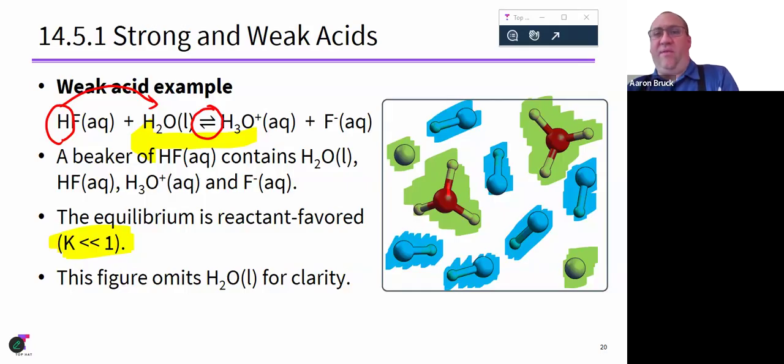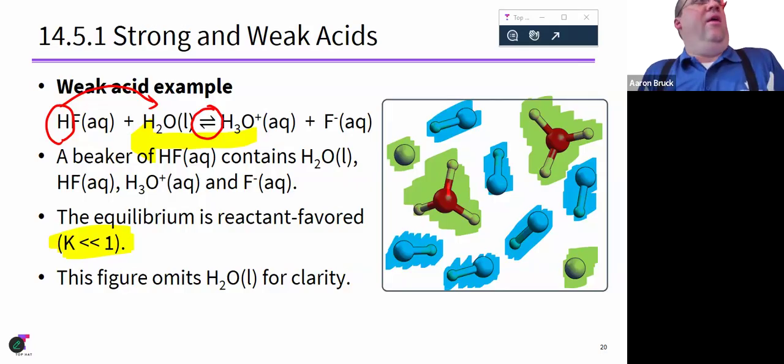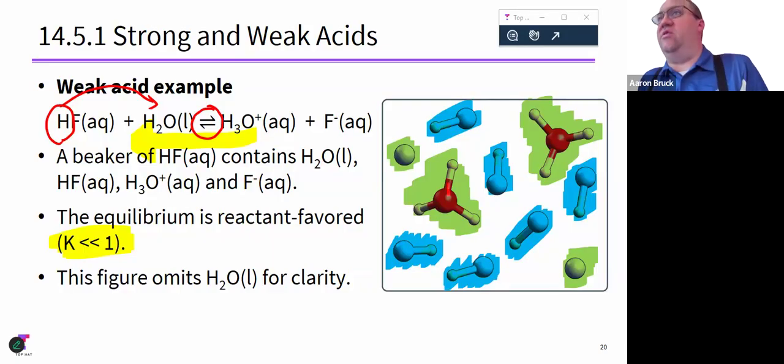And that is the biggest difference between the strong acid and the weak acid. The reversibility of the step, meaning that we have equilibrium, and the fact that the equilibrium is so reactant driven that it is very reactant heavy inside of that solution.